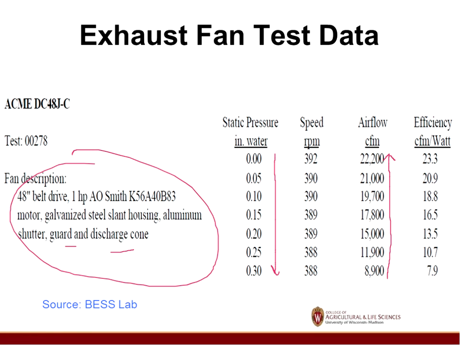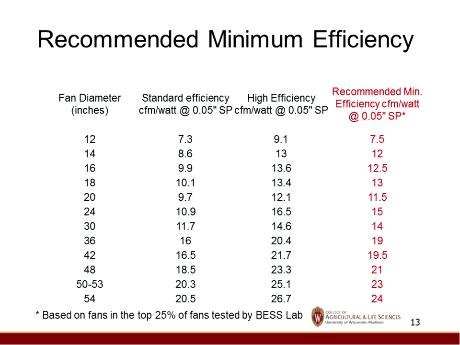Your fan CFM goes down. And then over here you can see the CFM per watt also goes down as the static pressure goes up. Now typically we're in this 5/100ths to 1/10 of an inch, or maybe 1/8 of an inch of water column. That's typically where most barns are designed to operate.